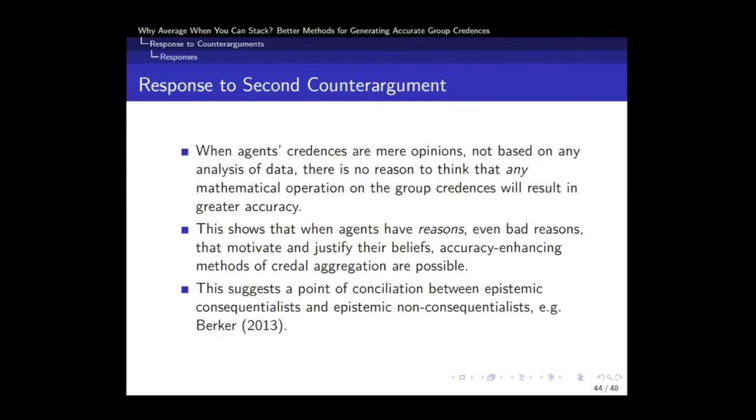As long as we're basing our credences on some model of the underlying system, even if it's a really bad model, we can then take those models and take the data and use procedures that will get us a model that's quite close to the truth, or as close to the truth as we can get under some assumptions. And I think this suggests a point of conciliation, a slight conciliation between epistemic consequentialists and non-consequentialists, for example, someone like Selim Berker, right?